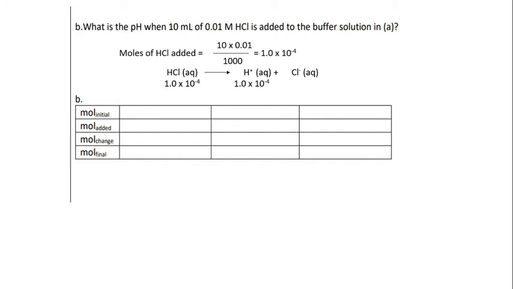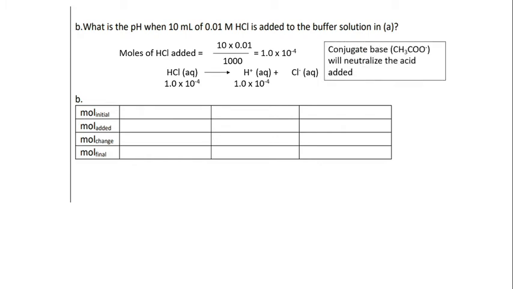In this question, we have an acidic buffer solution and a small amount of acid is added. The conjugate base CH3COO minus will neutralize the acid added. So, we write the equation between CH3COO minus and H plus, and we will produce CH3COOH. For initial moles of CH3COO minus, we calculate 1 times 0.1 equal to 0.1 mole. While for CH3COOH, 1 times 0.3 equals 0.3.